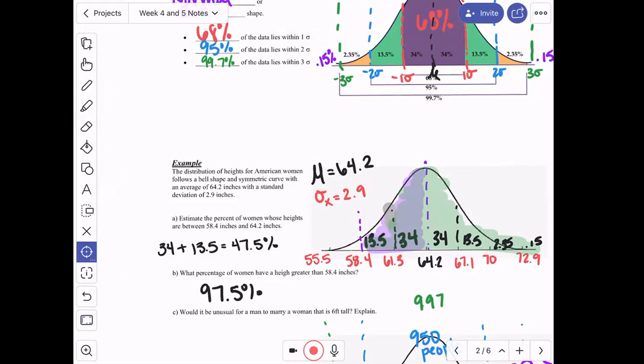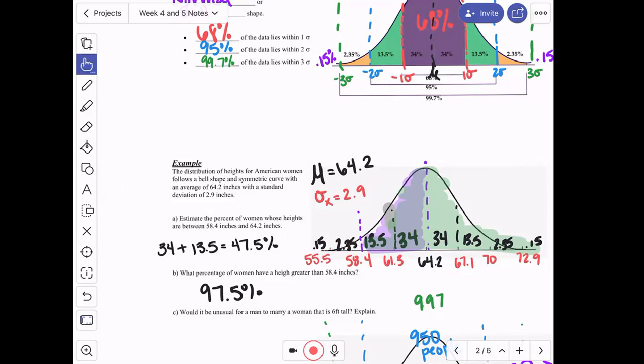You could also go quicker and just subtract these two from 100%. What I mean by that is this is 2.35 and this is 0.15. This is 2.5. So you can do 100 minus 2.5, you get 97.5 too.